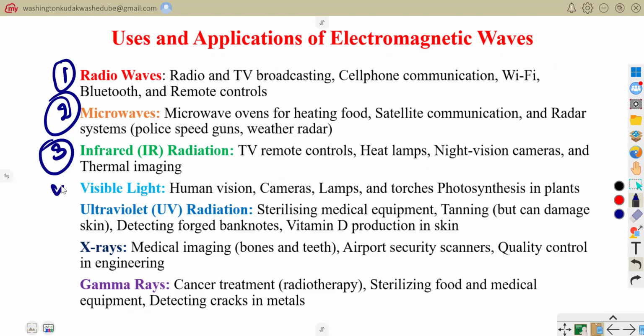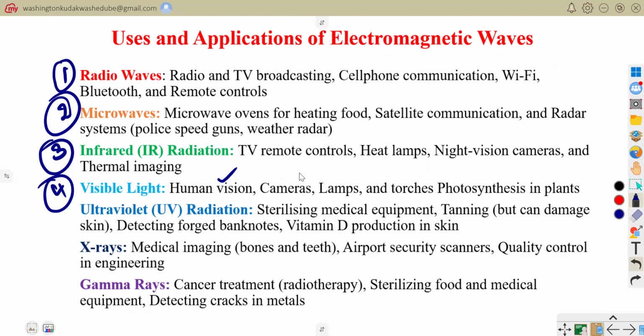And then when it comes to visible light, we all know that without visible light, it will be difficult for us to actually see. I'm sure you can understand if, for example, it is during the night and you are in your room, and then maybe electricity gets cut off, or your light switches off. I'm sure when you are in the dark, you have some challenges or troubles in locating or seeing things. So we use visible light for human vision.